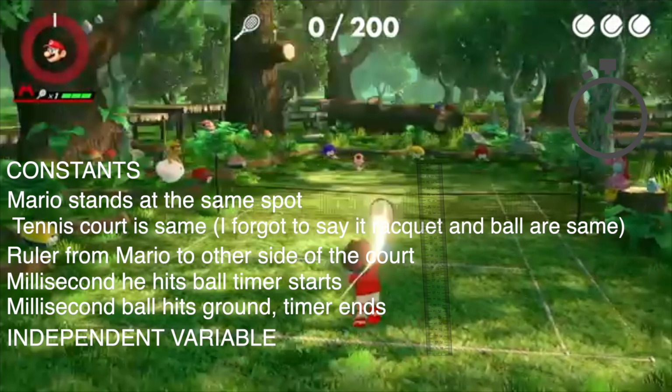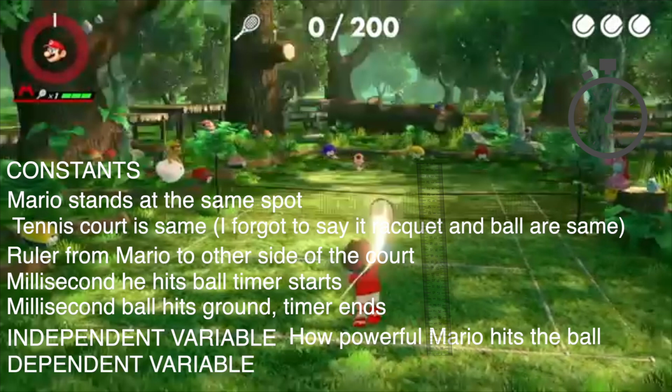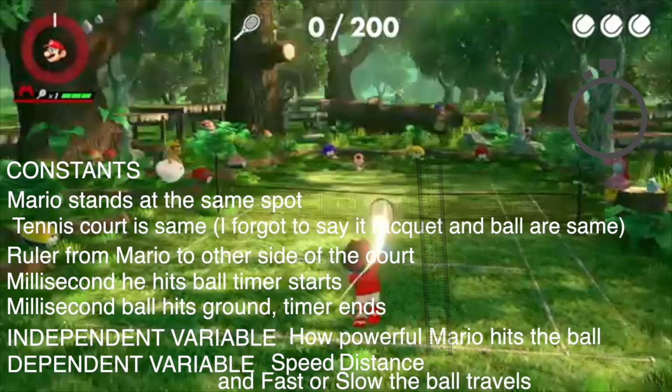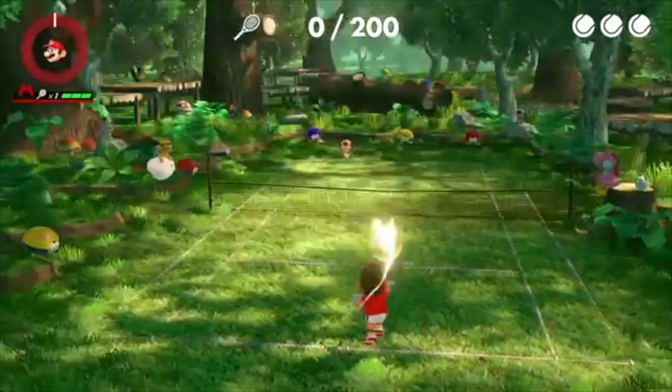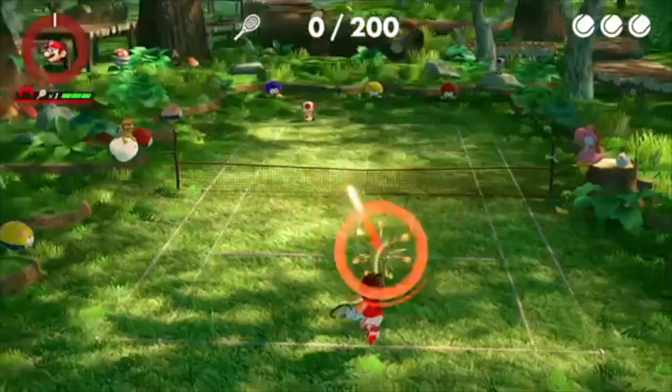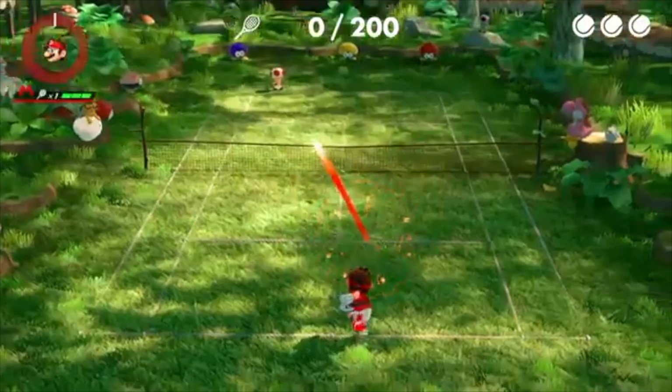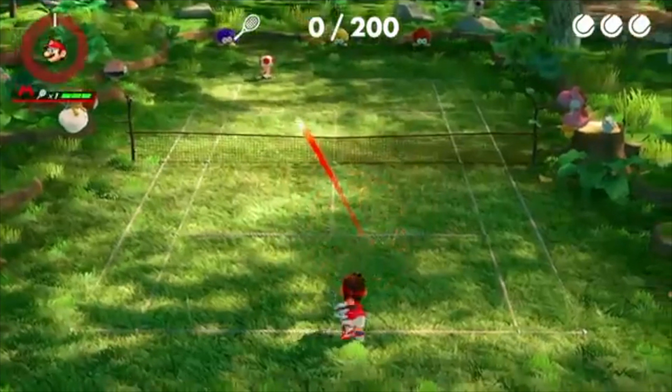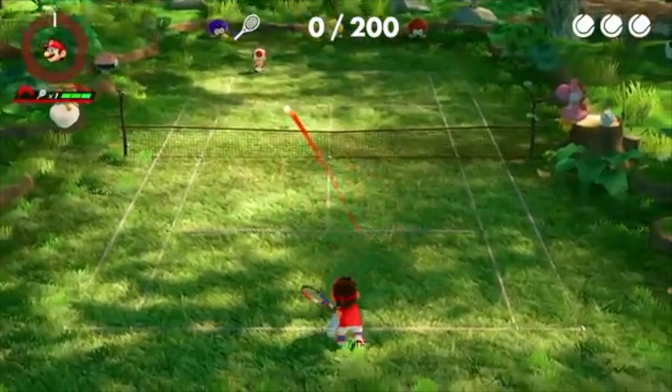Let's have the independent variable be how powerful Mario hits the ball. This will affect our dependent variable, which is the speed of the ball, and how far the ball travels, and how slow or fast it travels. With this information, you can find the speed of the ball. Just take the distance over time, and there you go.